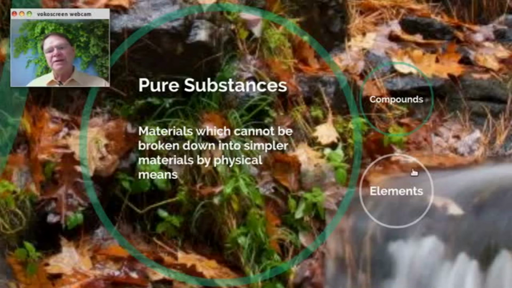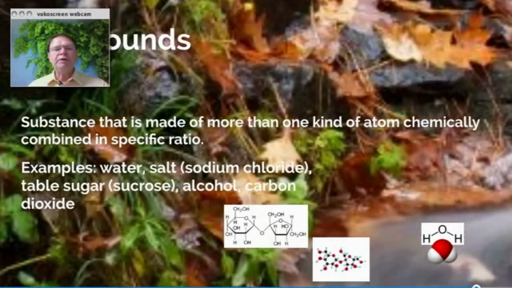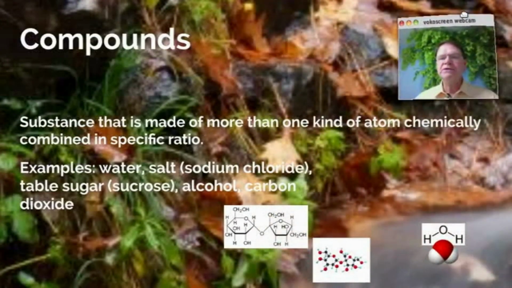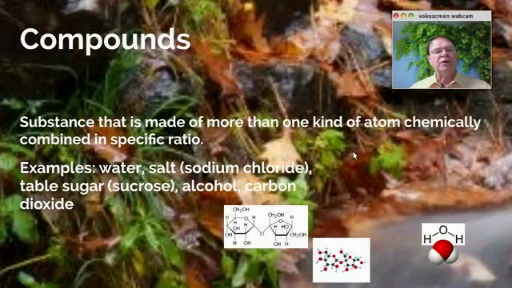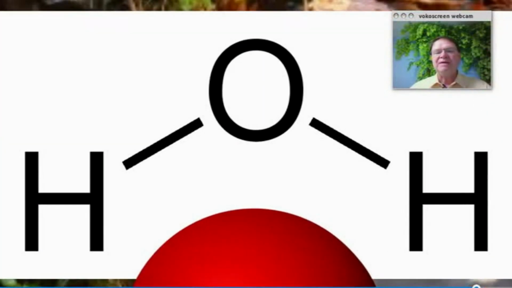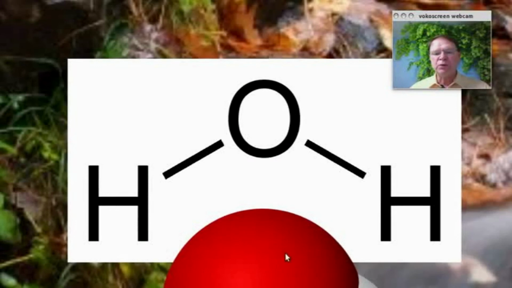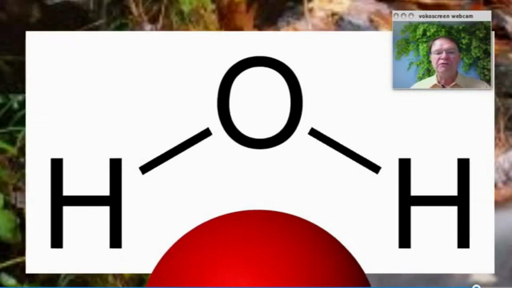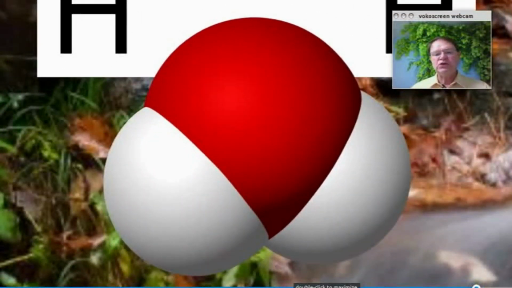And as you can see, there are basically two categories of these. They are compounds and elements. Well, what do we mean by a compound? Compounds are made up of more than one kind of atom that are chemically combined and done so in a very specific ratio. For example, water, salt, table sugar, alcohol, carbon dioxide. These all are going to have a specific ratio at which they combine. In this case, as you see, water combines in a ratio of 2 hydrogen atoms for every oxygen atom. And we even build models of those things, as you see pictured here.